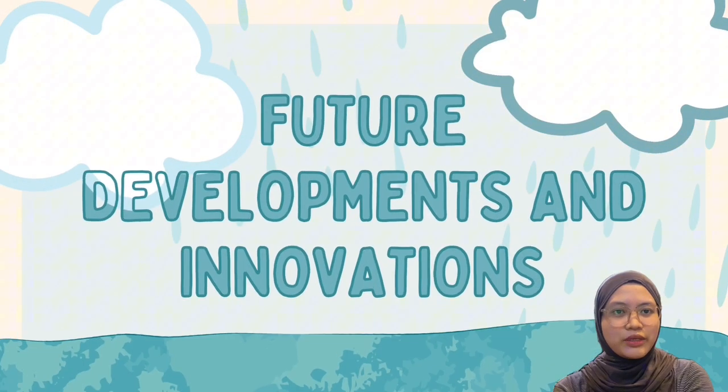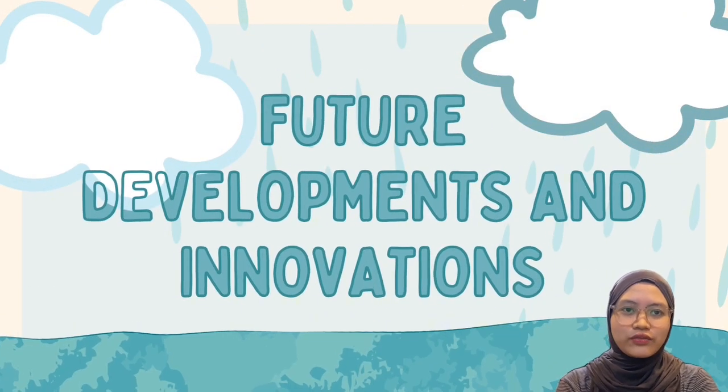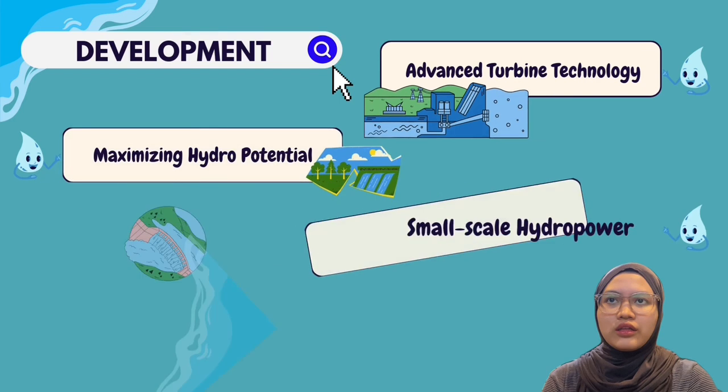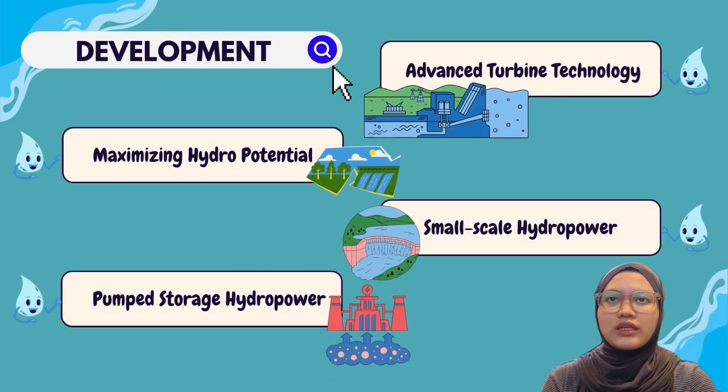Now, I will explain about future developments and innovations of hydropower. These are some potential future developments in hydropower. First, advanced turbine technology. Ongoing advancements in turbine design, including innovations in materials, blade shape, and efficiency, could significantly improve the performance of hydropower projects.